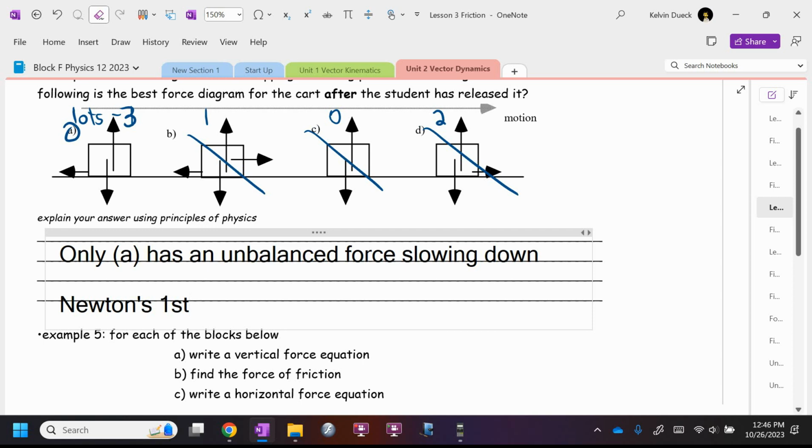What is Newton's second? F equals ma. What's Newton's third? For every action, there is an equal and opposite reaction. Or, as Mr. Dueck says it, forces come in pairs. Okay. But again, I told you you didn't need to memorize which one is which. You should know the 3 laws are there.